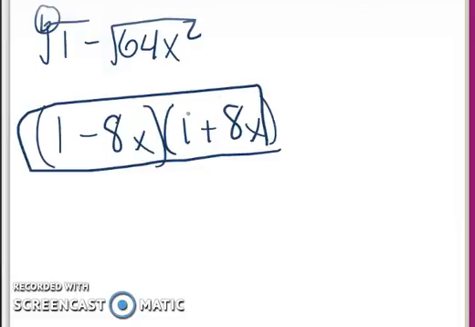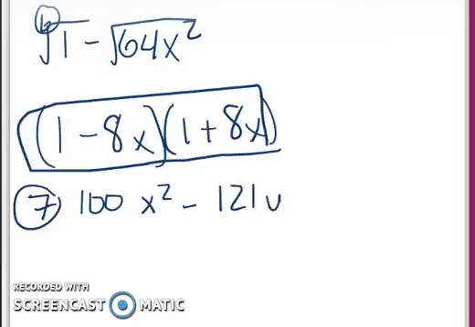Flip the page over. Ooh, a lot of problems. Number 7, we're booking it though. 100x squared minus 121y squared. We have a subtraction sign, that's good for DOPS, and everything looks like a perfect square. Okay, so basically the exponents have to be evens. That's how you know you can take the square root of it.